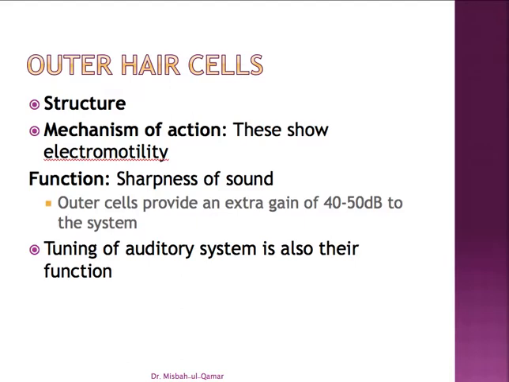So when they are shortened during depolarization, they further pull the basilar membrane upward, and this is how they amplify the motion of the basilar membrane. So in the electromotility of the outer hair cells, they shorten during depolarization while they are elongated during hyperpolarization, right? Now this electromotility is due to the presence of a contractile protein which is called prestin.